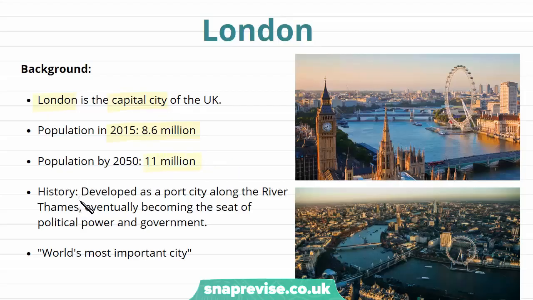So, some history to London. London developed as a port city along the River Thames, and it eventually became the seat of political power and government for the country. And some people think of London as the world's most important city, and we're going to look at some of the factors as to why people think that now.